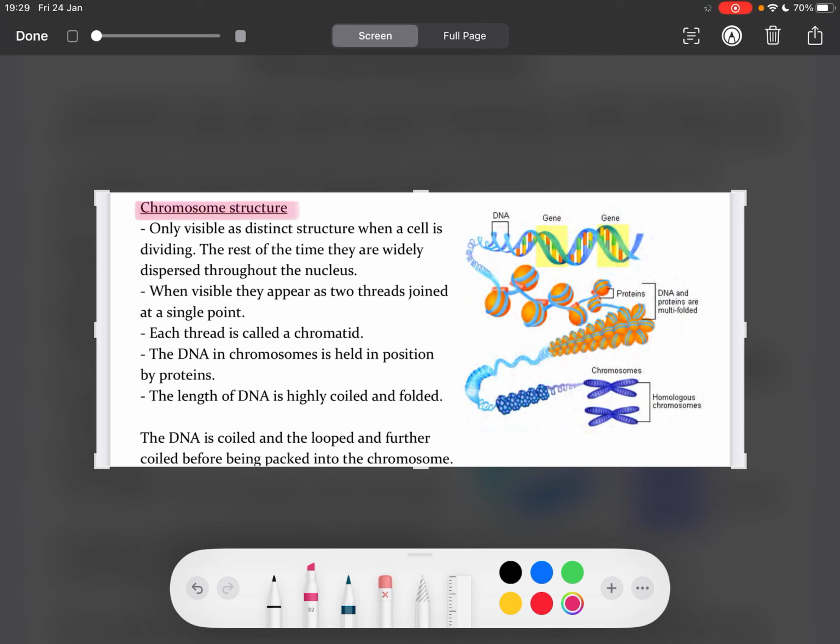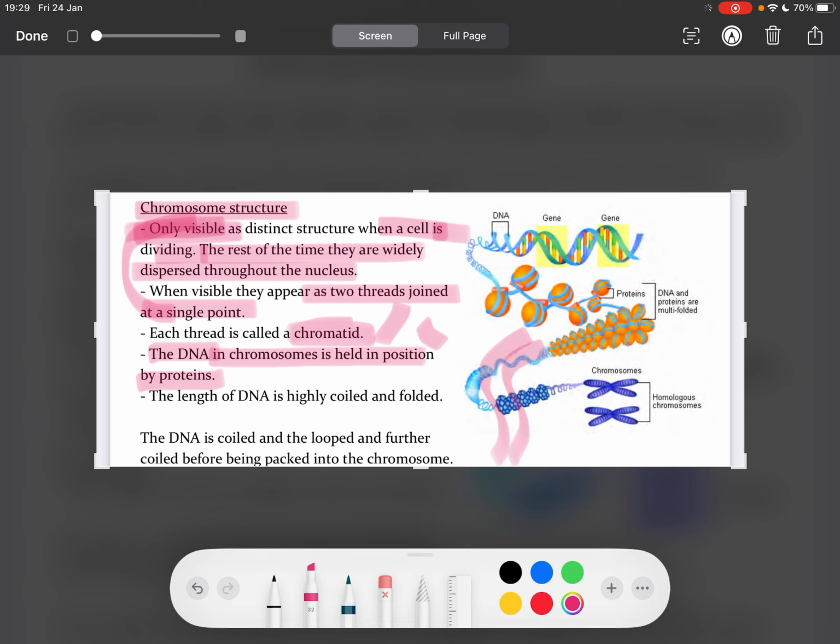Basically, they are always dispersed through the nucleus. But when the cell is dividing, they become visible. When they become visible, they appear as two threads joined at a single point. Each thread is called a chromatid, and the DNA in chromosomes is held in position by proteins.